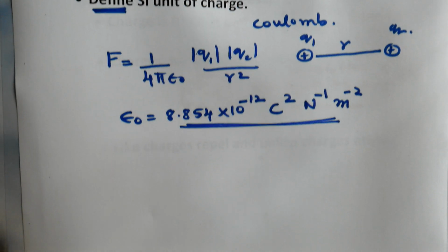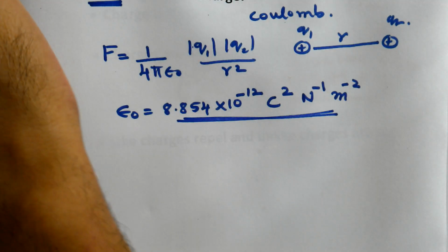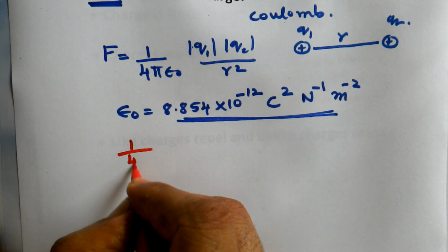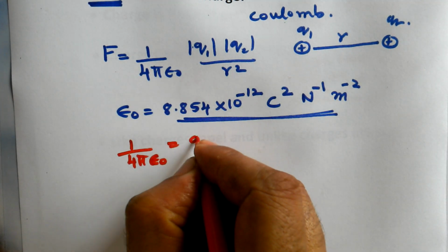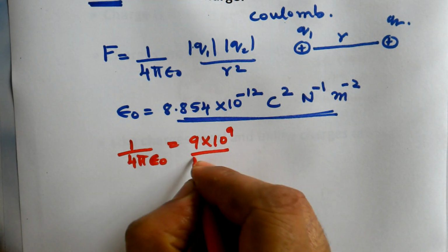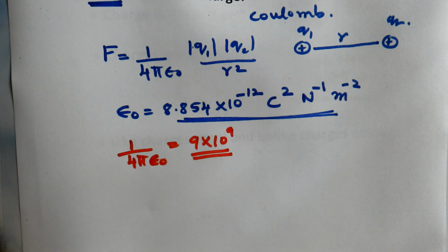And also remember that 1 by 4 pi epsilon naught, and remember, this is only for air, is equal to 9 into 10 to the power 9. This is the value of 1 by 4 pi epsilon naught.